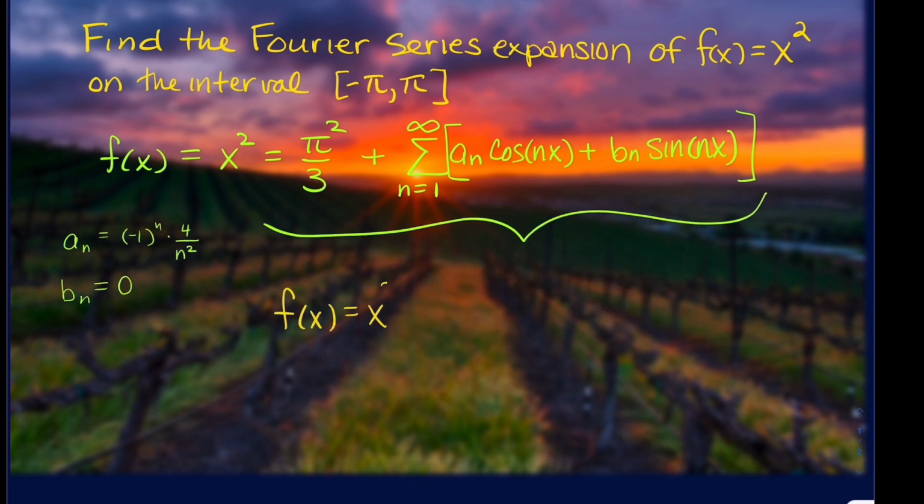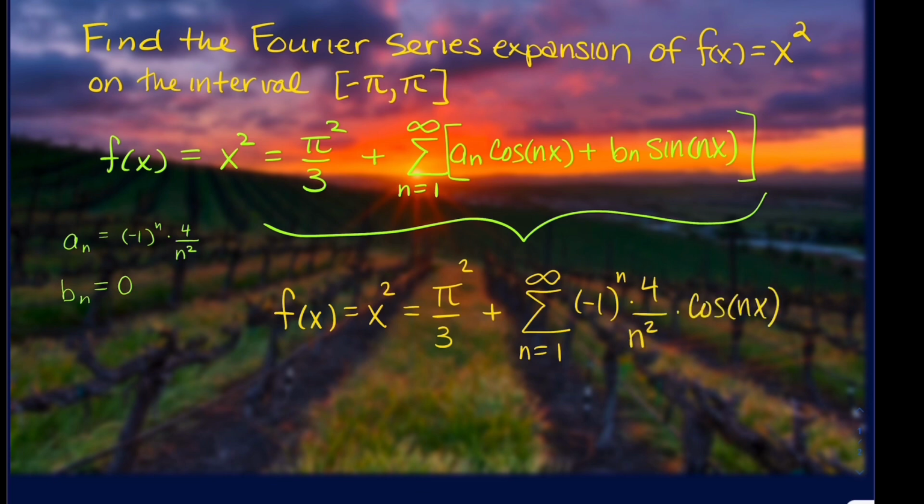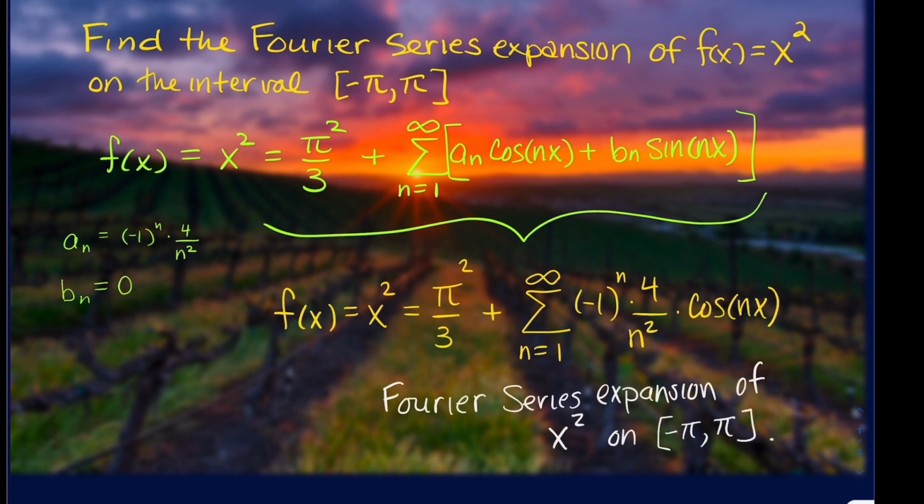So now putting this all together, f of x is equal to x squared, which is going to be represented by the trigonometric series pi squared over 3 plus the infinite series n starting at 1 to infinity of negative 1 to the nth power 4 over n squared cosine nx. And this is our Fourier series expansion of x squared over the interval negative pi to pi.